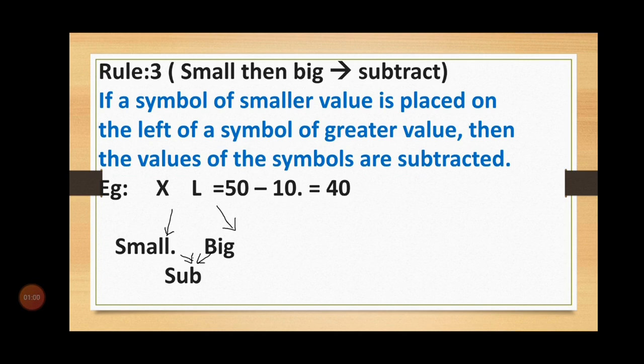If a symbol of a smaller value is placed on the left of a symbol of greater value, then the values of the symbols are subtracted. For example, XL. The X is the smaller value and L is the bigger value. X indicates 10, L indicates 50. So when you are subtracting the two values, first big, then small. So 50 minus 10, you get 40.